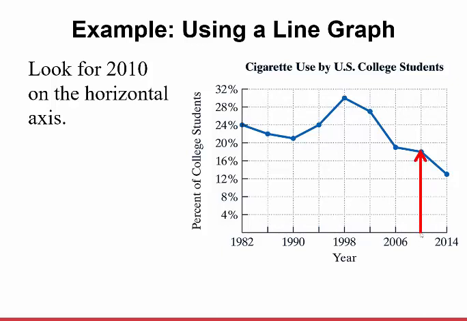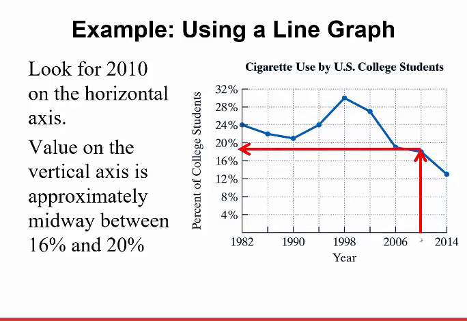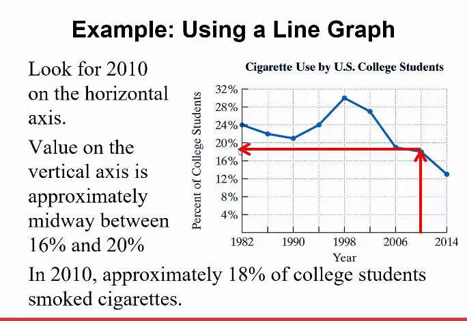So the first thing you're going to do is find the year 2010, and shoot up until you get to that point right there. Then the value on the vertical axis, shooting all the way over like this, is approximately midway between 16% and 20%. So we can say in 2010, approximately, because we don't know the actual value, we're just eyeballing it, approximately 18% of college students smoke cigarettes, which is bad. It should be a lot lower.